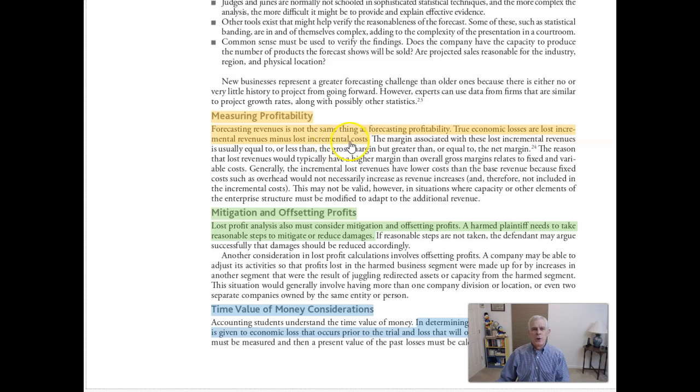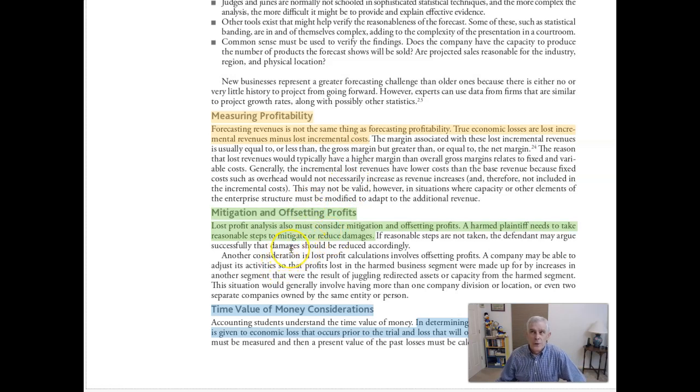Now, forecasting revenues, as I just said, is not the same thing as forecasting profitability. This gets into more net income or maybe cash flow and so forth. So it says true economic losses are lost incremental revenues minus lost incremental cost. Here are the revenues I would have had, but I would have had some cost to go along with those, and so that difference is really your loss.